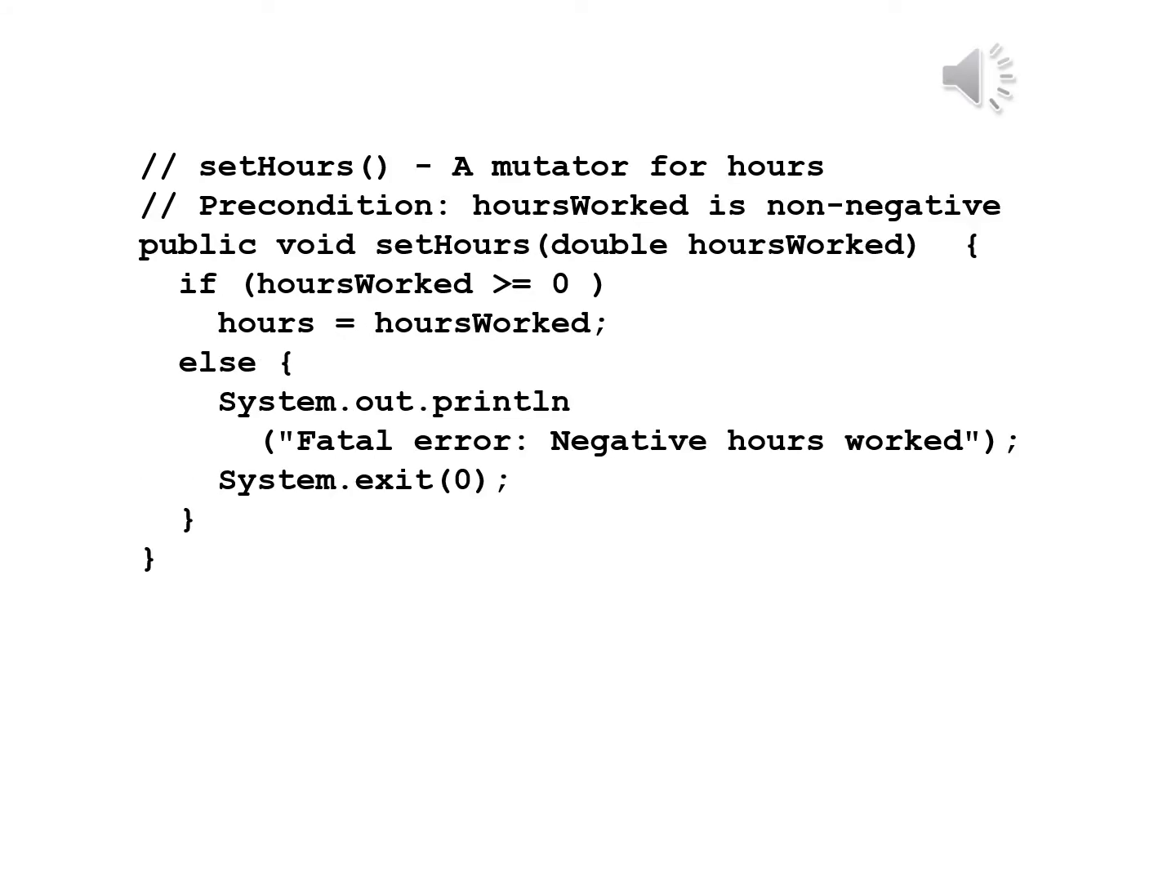Here we can set the first of the two properties with a mutator. setHours appears below, and again, hours worked must be non-negative. Public void setHours, double hoursWorked. Well, if hoursWorked is greater than or equal to 0, hours equals hoursWorked. Else, System.out.println, "Fatal error, negative hours worked," System.exit(0). If the hours are negative, we'll print an error message and quit the program.